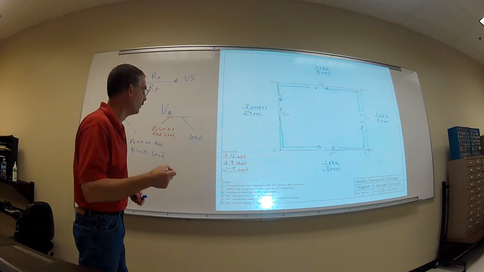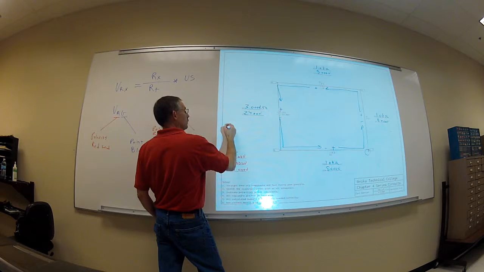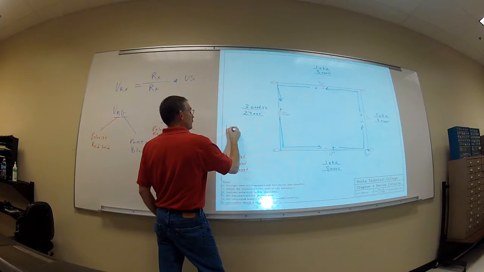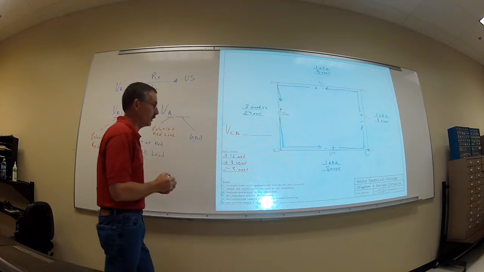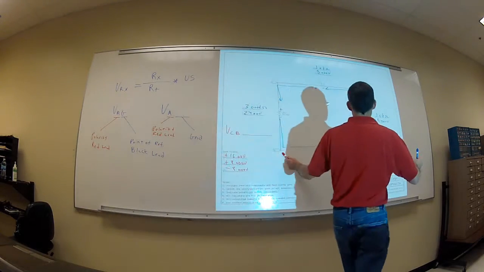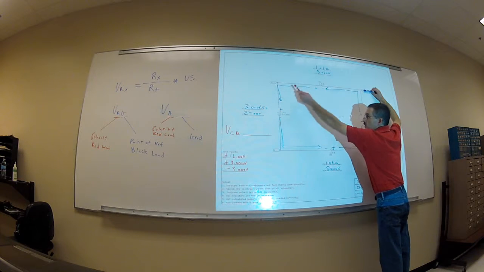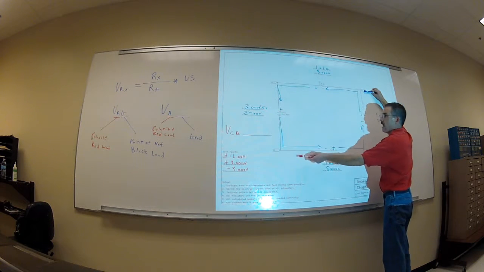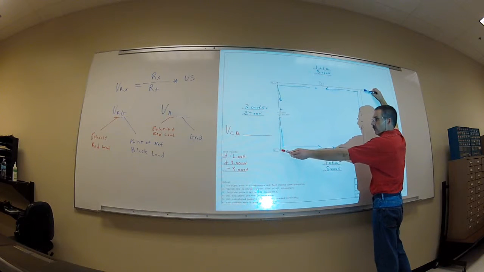So we got some nice easy numbers here. What would I get for test point VCB? What would I get for a voltage? Where does my red lead go? C. Black lead goes where? B. Which way do I want to go, this way or this way? It doesn't matter which way I go, so we can go either way. Let's just go with the current flow.